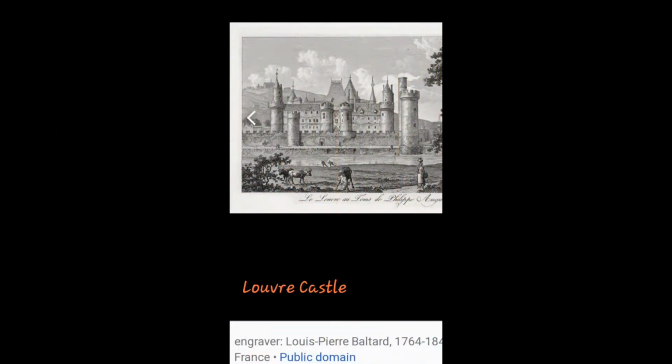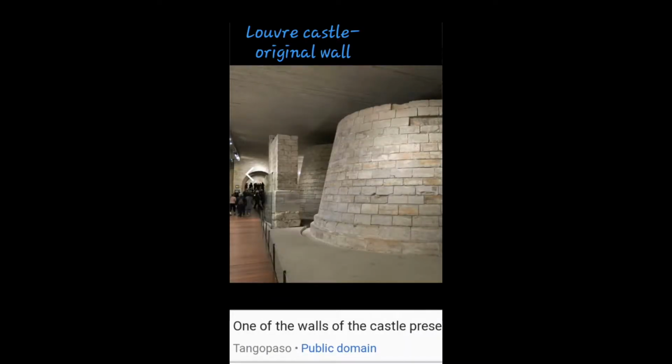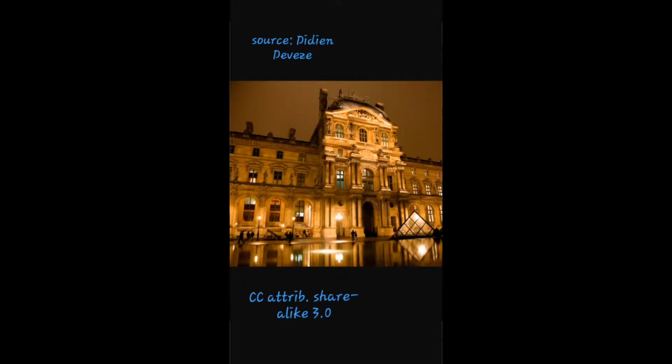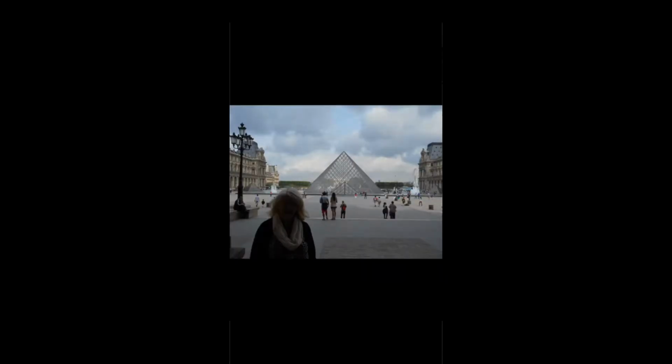Let's take a minute and look at the pictures of the Louvre Castle. And then I have a picture of the Louvre Palace, and then it became the Louvre Museum. Here's a sketch drawing of the Louvre Castle that was designed and built by Philip II for protection. Here's an actual wall that was left when the castle was torn down and when the Louvre Palace was built in the 14th century by Charles V. At first it was a fortress and then it became a royal palace. Now part of the Louvre Palace is a museum.